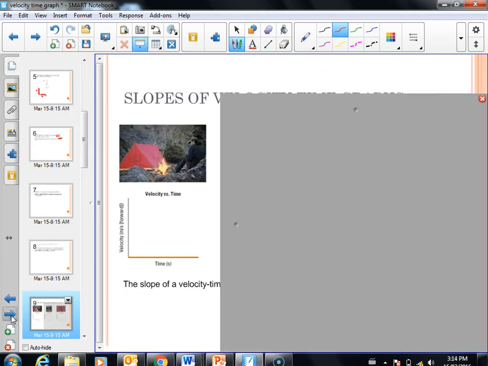Here are some different types of velocity time graphs. We're camping, we're by the fire, having marshmallows, and we're not moving anywhere, right? We're just sitting by the fire. So our velocity is constant at 0, but time is going on. So this means it is horizontal because there is no velocity.